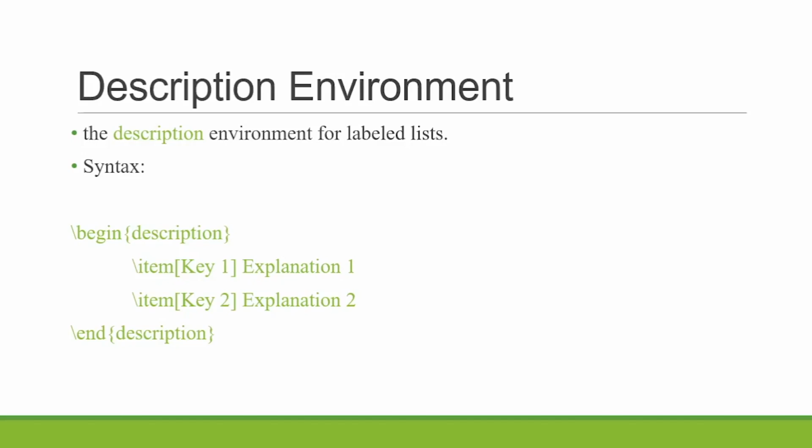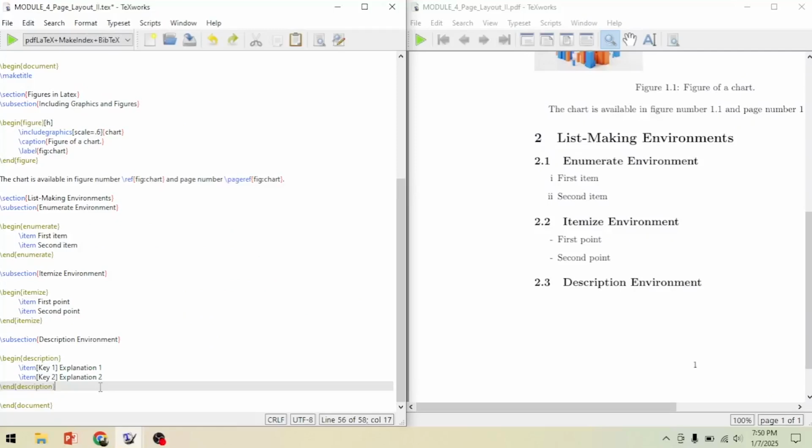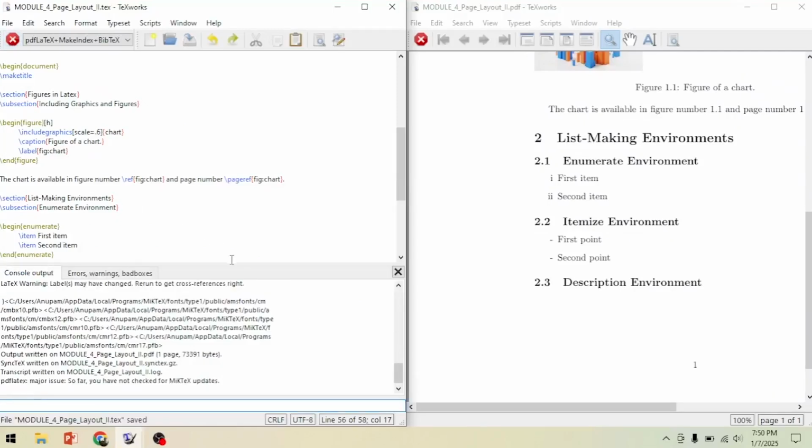This will create a labeled list where key 1 and key 2 are the labels and explanation 1 and explanation 2 are their respective descriptions. Let's include the description environment example in the text file. As you can see, we have included the description environment code, and let's execute the code.